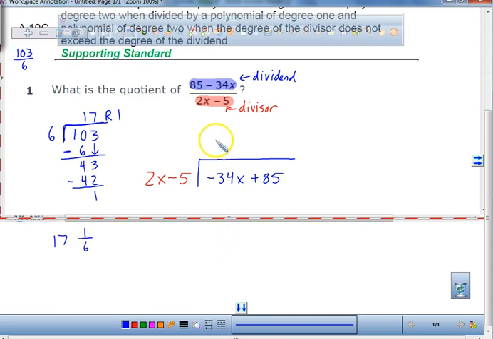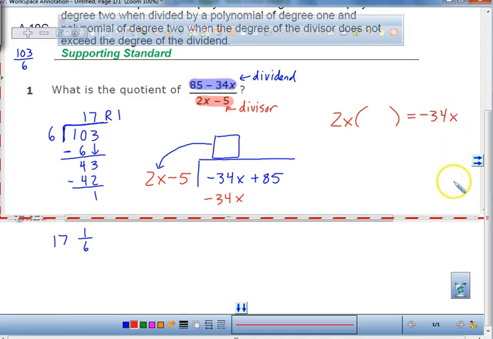So here's what I want you guys to think, right? I'm going to put a little box right here to represent, what number right here times a 2x gets me to a negative 34x? What do you guys think? What number times a 2x can get me to a negative 34x? So think about this, right? 2x times what gets me a negative 34?